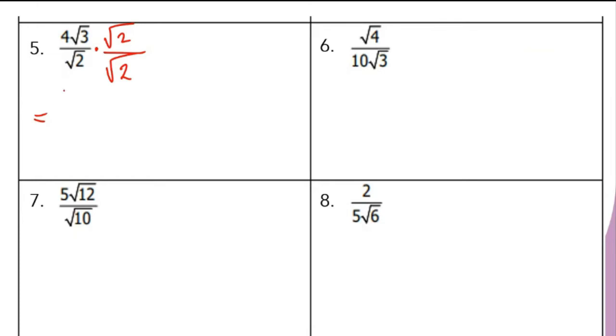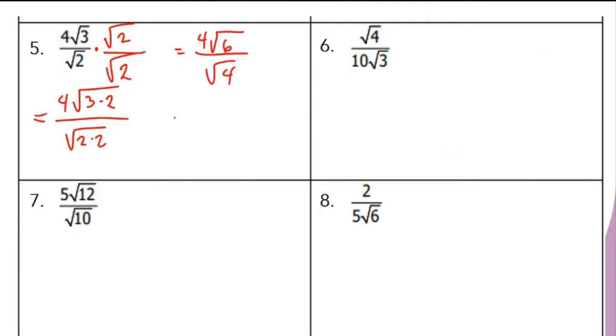So now you will have 4 square root of 3 times 2 all over square root of 2 times 2. Or you will lead to 4 square root of 6 over square root of 4. So simplifying, we will now have 4 square root of 6 over the square root of 4, which is 2.